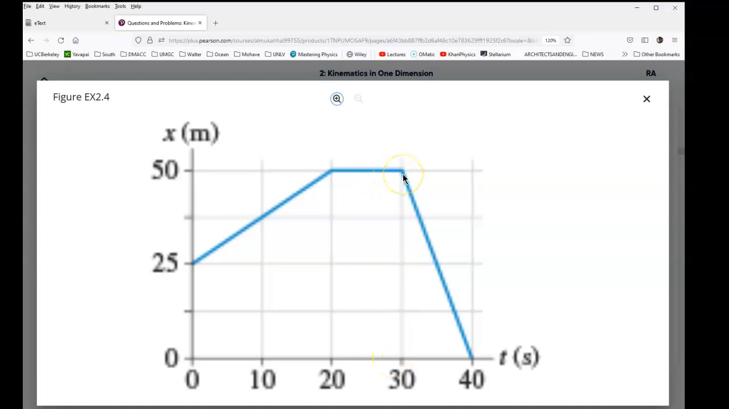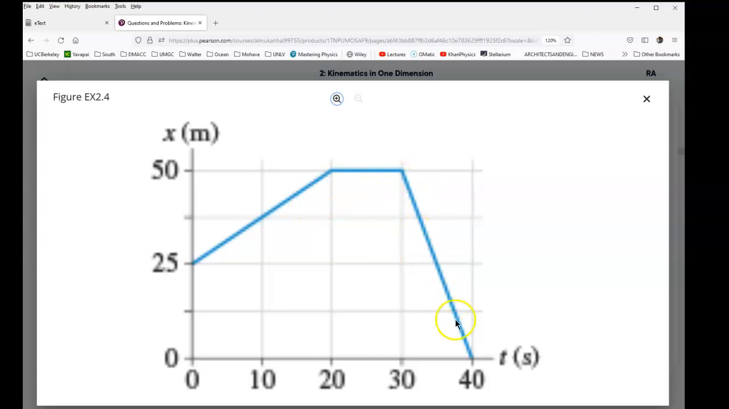Okay, and then here we have a negative slope. That means what? It went backward to the left. Remember, this is a positive slope. It means it moved to the right. Okay, and we can calculate the speed of that. We'll talk about it in a minute.